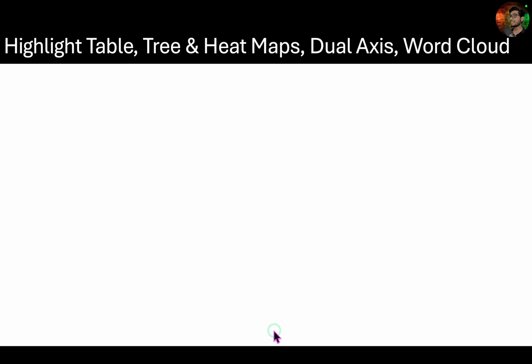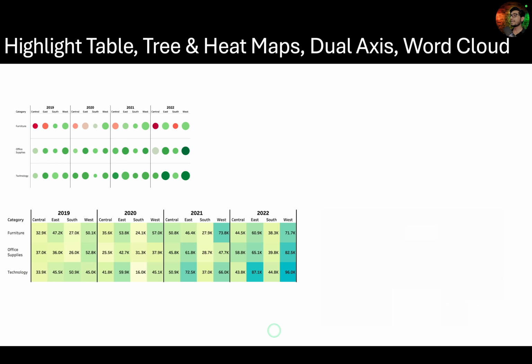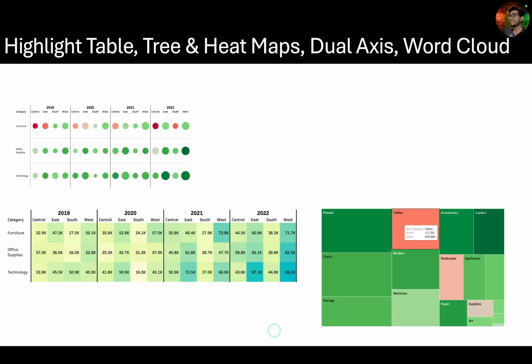When space is limited but insights are plenty, heat maps, highlight tables, and tree maps become your secret weapons. These visualizations condense thousands of rows into a single vibrant view, uncovering patterns, relationships, and trends in an instant, which are perfect for dashboards that need to say more with less.